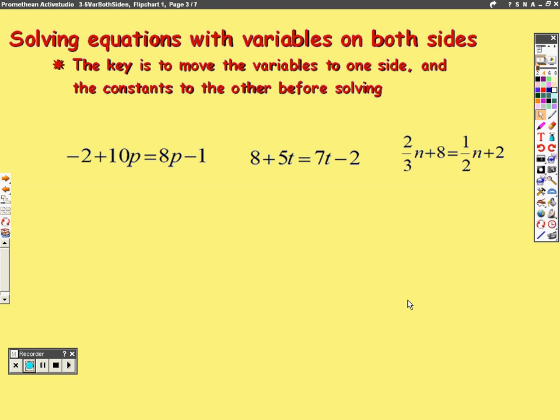Okay, when we're solving equations with variables on both sides, the key that you have to remember is to move the variables to one side and the constants to the other side before you can solve it. So if we look at this first one, we have negative 2 plus 10p equals 8p minus 1. So if I want to get the variables to one side, what am I going to have to do first?